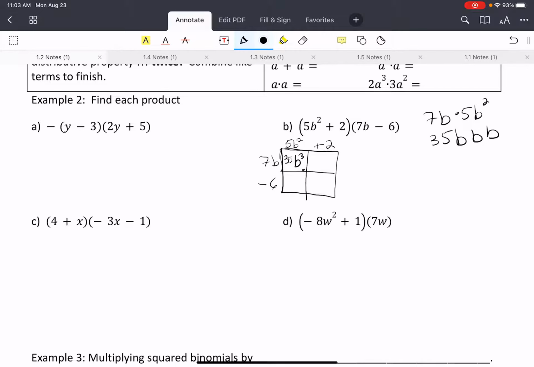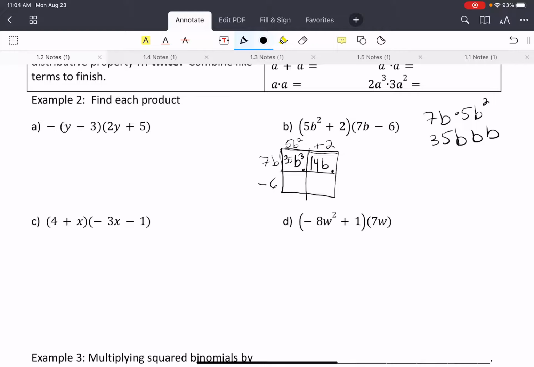Okay, so for this next box, top right, all I'm going to use is the 7b and the 2, because those are the ones that represent how tall and how wide the box is. Does that make sense, you guys? So what's 7b times 2? 14b. Good. Why didn't the b change on this one? The 2 didn't have a b. Perfect.